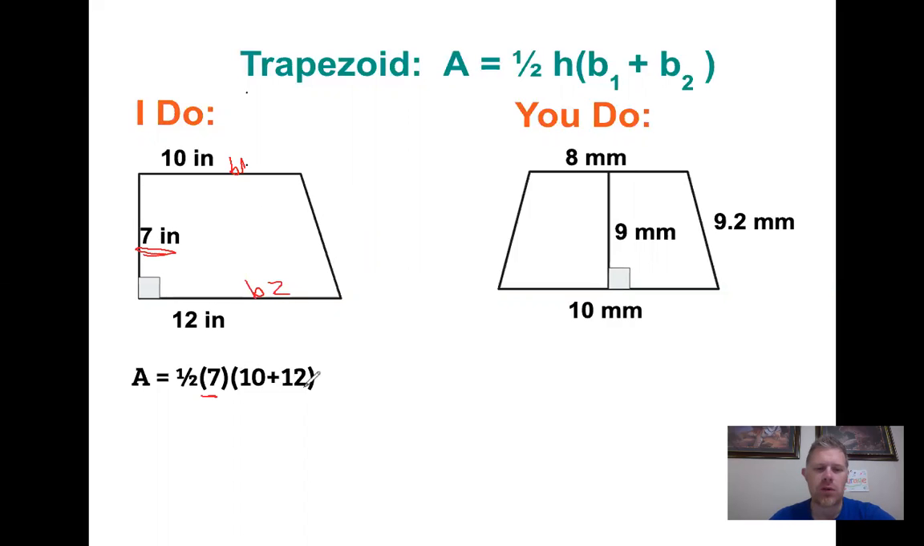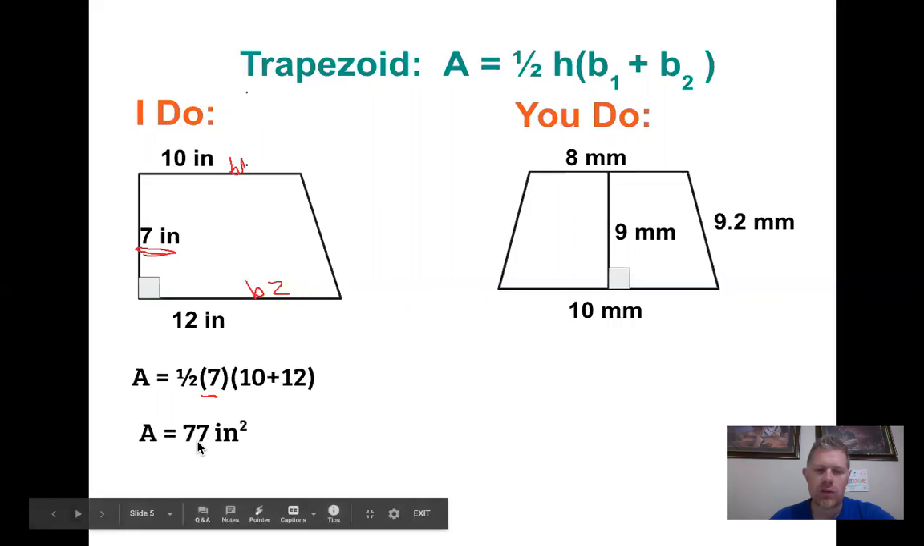That would be 10 plus 12. And when I do that, I should get, what do I get? 77. Now this one, you want to make sure you add these two together before you multiply it out. Now multiplying the 7 by 1/2, you can do that first if you want, and then times 22. Or you can do 22 times 7, and you get 154. And then you take half of that and you get 77.